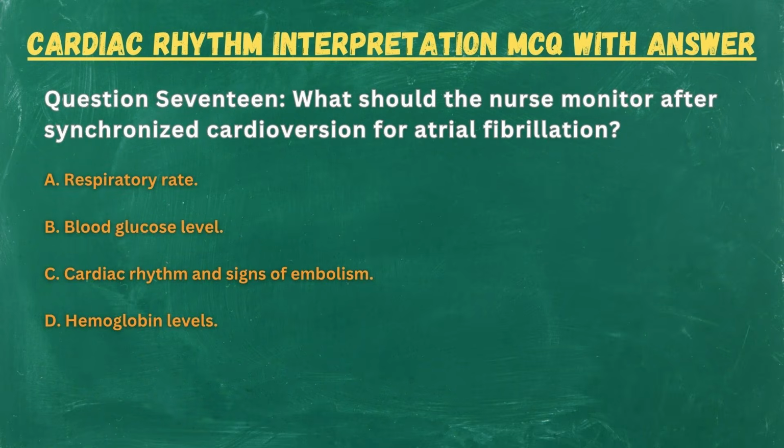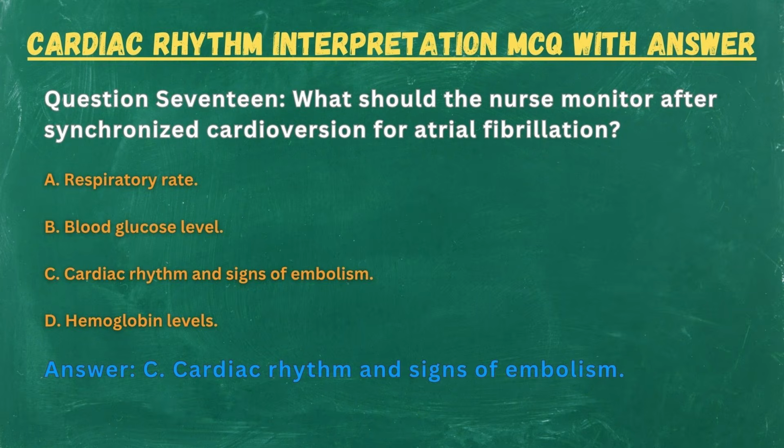Question 17. What should the nurse monitor after synchronized cardioversion for atrial fibrillation? A. Respiratory rate. B. Blood glucose level. C. Cardiac rhythm and signs of embolism. D. Hemoglobin levels. Answer: C. Cardiac rhythm and signs of embolism.